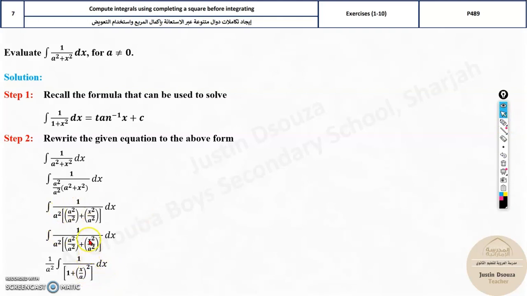Over here, you have just written the square outside because both are square, so bracket square. Now it is similar to this, isn't it? 1 by 1 plus, instead of x, we have x by a. That's fine. You can do the u substitution. Take u as x by a. Now integrate this. du by dx, over here x will be 1 by a. Take dx to the other side, and over here comes a. It'll be a du equals dx.